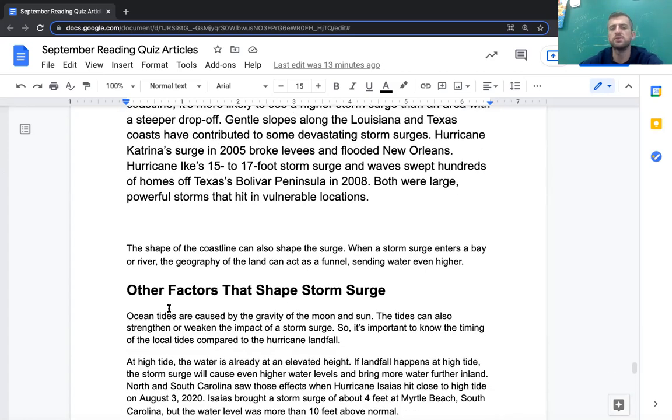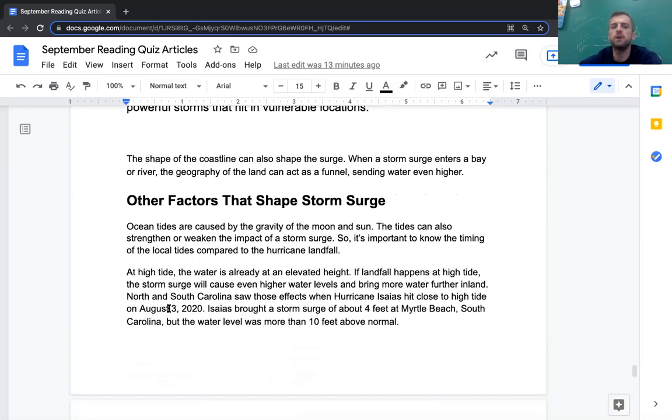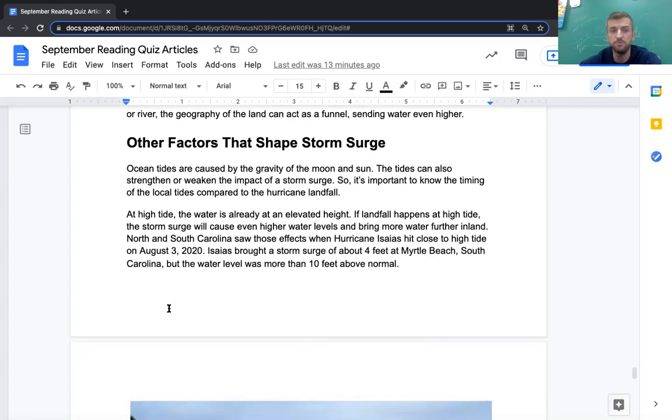The shape of the coastline can also shape the surge. When a storm surge enters a bay or river, the geography of the land can act as a funnel, sending water even higher. Other factors that shape storm surge: ocean tides are caused by the gravity of the moon and sun. The tides can also strengthen or weaken the impact of a storm surge. So it's important to know the timing of the local tides compared to the hurricane landfall.